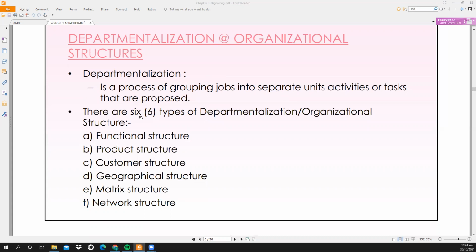Departmentalization. So there are 6 types of departmentalization or organizational structure. First, yung functional structure, product structure, customer structure, geographical structure, matrix structure, or network structure. Okay, so yun, pag gumawa kayo ng organizational chart, you can choose among these 6 or depende no dun sa business plan.